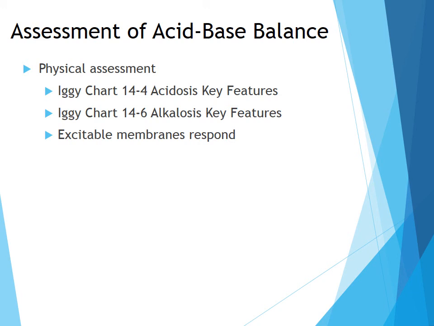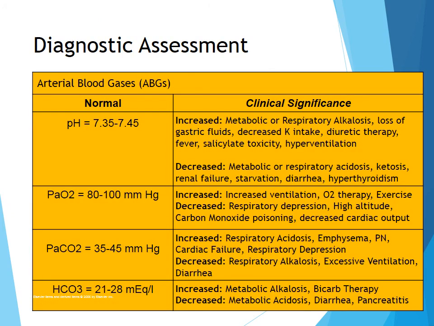Respiratory manifestations with alkalosis are a little bit different. They may have an increased rate and depth of ventilation in respiratory alkalosis, and they may have decreased respiratory effort associated with skeletal muscle weakness if they have metabolic alkalosis. So those are an overview of the physical assessment parameters that you may be looking for in patients with acidosis or alkalosis. Basically they're caused by the excitable membranes responding to acid-base imbalances and changes in our fluid and electrolytes.